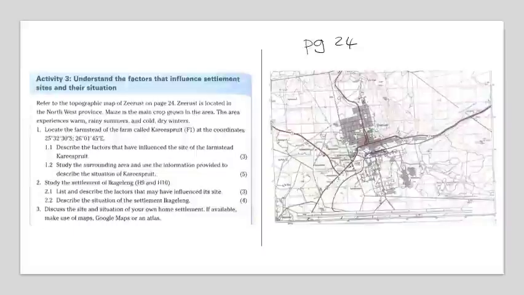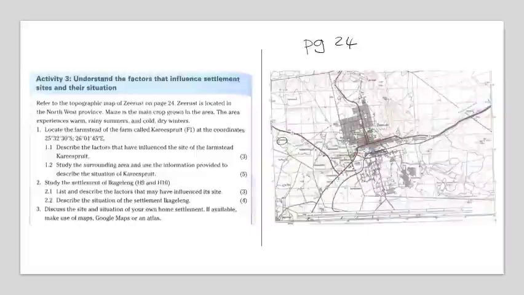So, locate the farmstead of the farm called Kariespruit, or F1, at the coordinates 25 degrees 32 minutes and 30 seconds south and 26 degrees 1 minute and 45 seconds east. So locate the farmstead called Kariespruit in F1. So that's F1, and it looks like that's Kariespruit over there. And it's at those degrees.